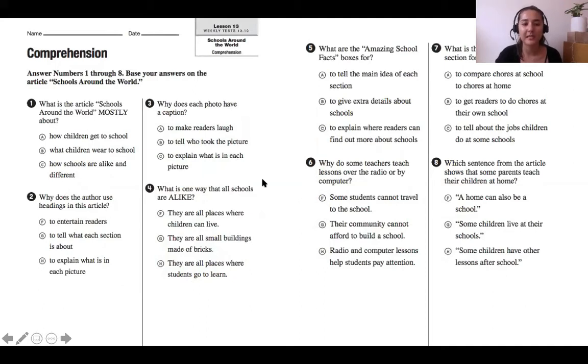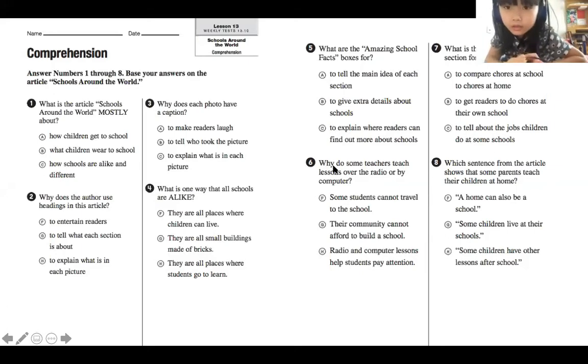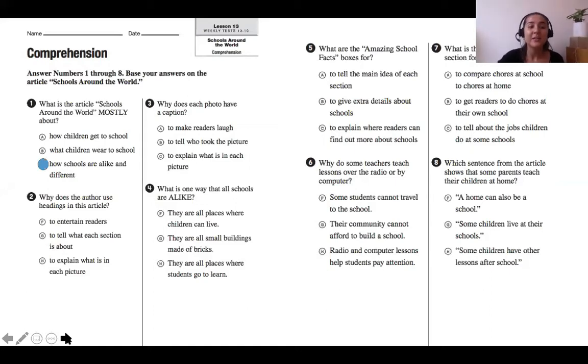What do we think? Katie. How schools are alike and different. Good girl. How schools are alike and different. Perfect work, Katie. So the article "Schools Around the World" is mostly talking about how schools can be similar and how they can be different. So well done. That's the perfect answer.